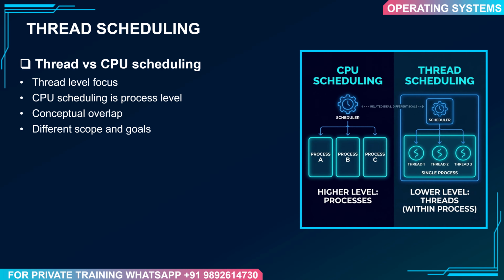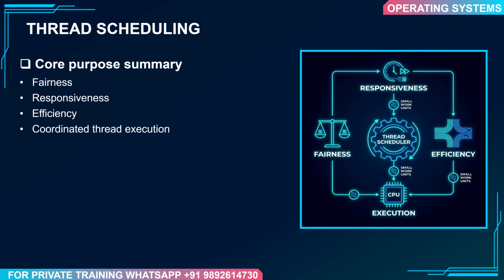One important thing to understand is that thread scheduling policies are different from CPU scheduling policies you will study in the next module. CPU scheduling focuses on processes at a higher level. Thread scheduling focuses on threads, often within the same process. Many ideas overlap, but the scale and goals are slightly different. In simple terms, thread scheduling is about fairness, responsiveness, and efficiency at the thread level. It ensures that small units of work get their chance to execute without stepping on each other.